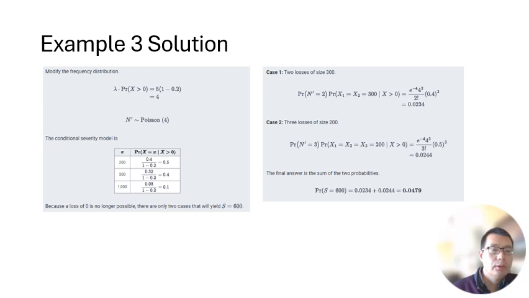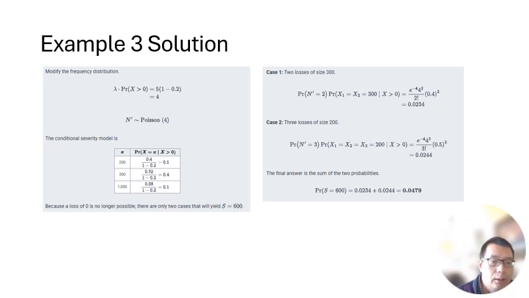So first we need to modify the frequency distribution. Previously it was lambda. Now we use lambda times the probability of X greater than 0, which is 0.8. So 5 times 0.8 is equal to 4. So M prime follows a Poisson distribution with parameter 4. Then in this case, the conditional severity model X can be equal to 200, 300, 1000, with each probability calculated to be 0.5, 0.4, and 0.1.